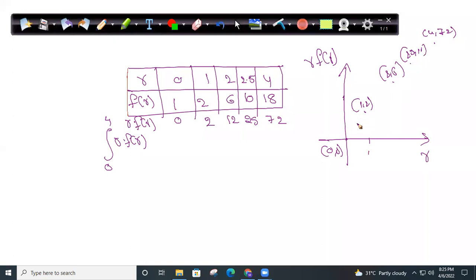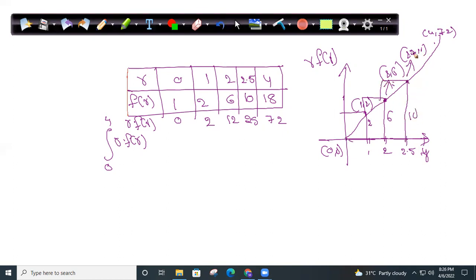Now I want to use the left Riemann sum. So this is my function. I want to divide into 4 intervals: 0, 1, 2, 2.5, 4. I'll divide into 1 interval, 2, 3, and 4 intervals. Here I am using the right Riemann sum, so my height is 2. Here I'm using the right Riemann sum, so my height is 6. Here I'm using 2.5, 10, so my height here is 10.